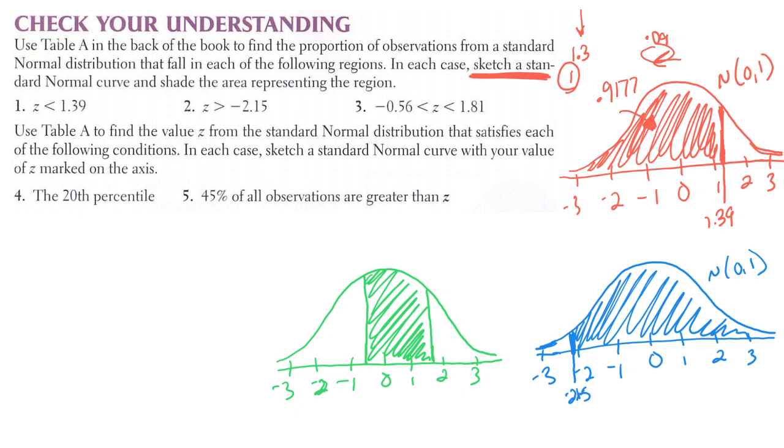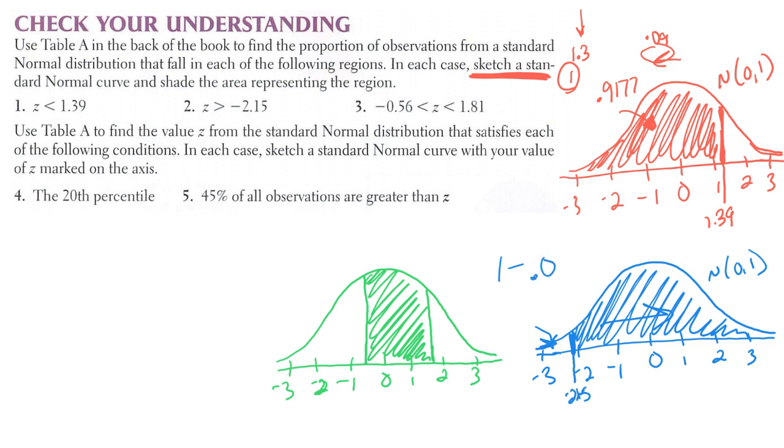The second one is looking for greater than negative 2.15. So this time I'm going to the right. So I make sure I shaded that, but I'm going to the right. So this time when I look up the area, remember my table is going to give me this area here. So I need to do a 1 minus calculation here.